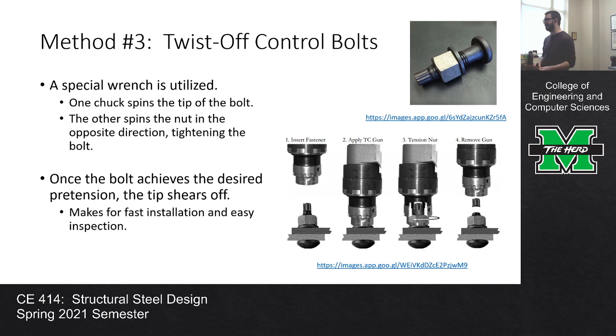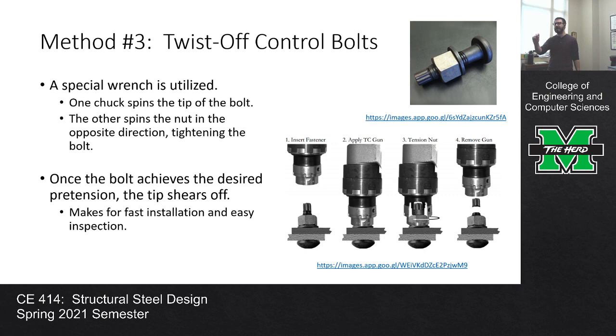So this is basically a special wrench and a special bolt. The bolt meets all of the material specifications of an A325 or an A490 or whatever bolt you're looking at. But it obviously doesn't look like a regular structural bolt. For one, there's not a hexagonal top to the bolt, it's just rounded, because the way that it works is you have a special wrench that grips both the bolt and the nut at the same time. One of the chucks spins the tip of the bolt, the other spins the nut in the opposite direction, tightening the bolt. And once you achieve that desired pretension, the shear or the little tip shears off.